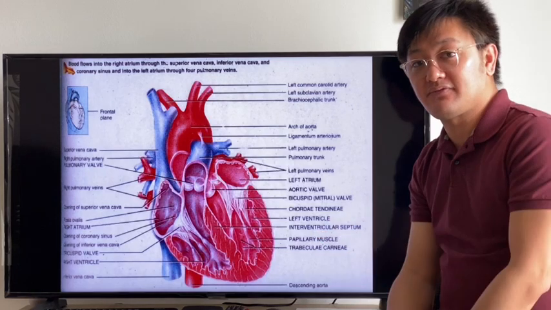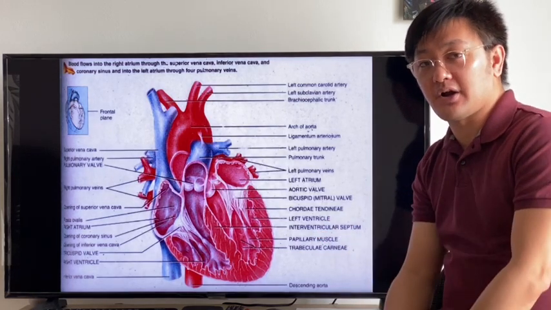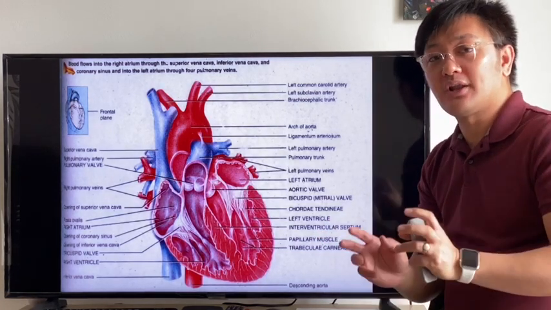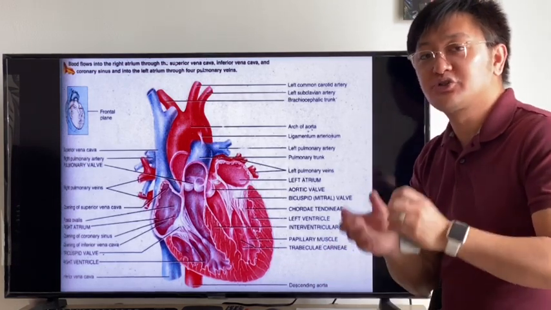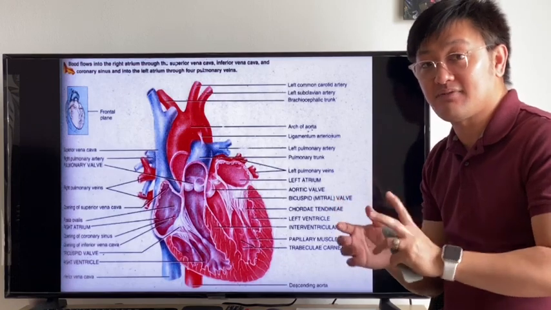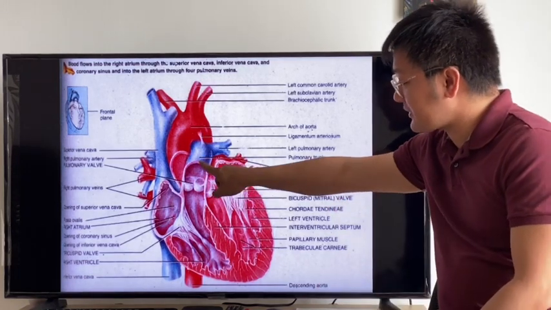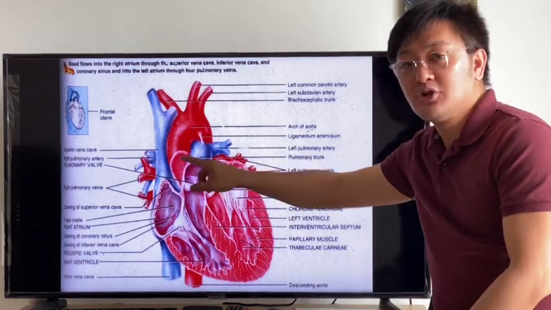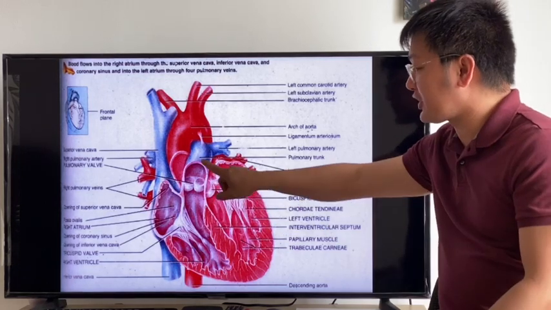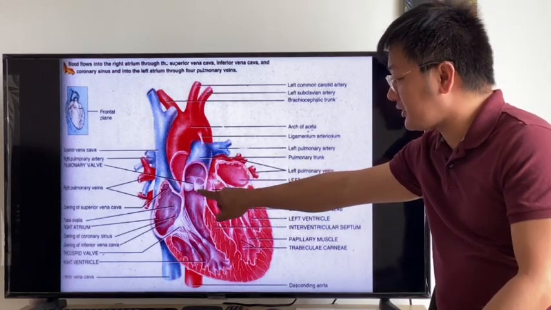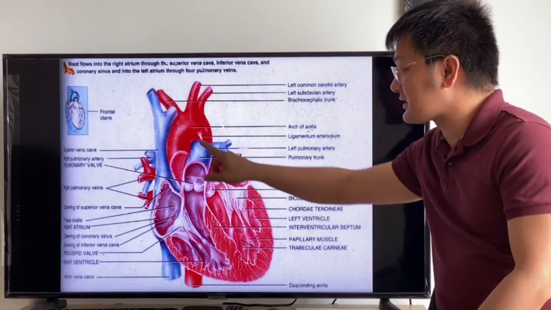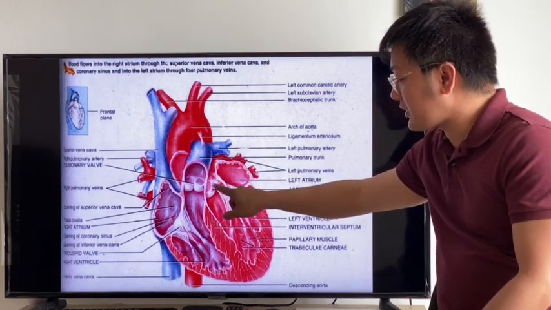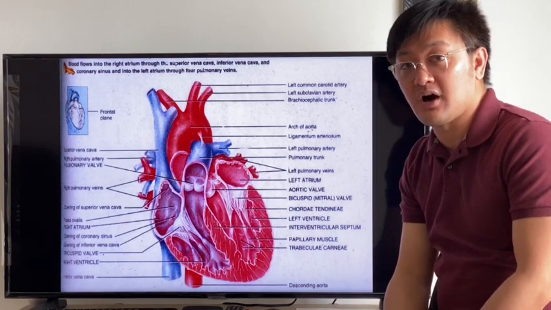So we're done with the AV valves. The last type of valve in the heart is the semilunar valve. These are valves attached to your great vessels. So what are these great vessels in the heart? You have the pulmonary trunk and your aorta. A semilunar valve attached to your pulmonary trunk is the pulmonary semilunar valve. A semilunar valve attached to your aorta is the aortic semilunar valve.